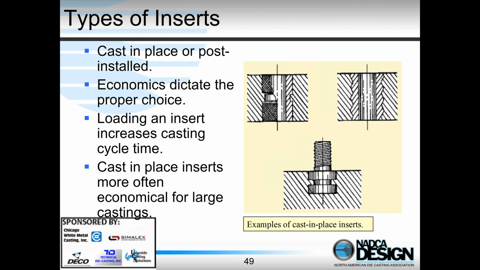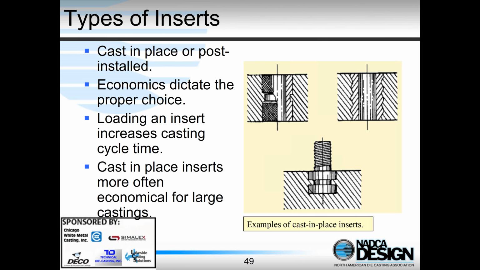So keep in mind that steel inserts can be cast in place into the die casting, and generally economics is going to drive whether or not you use inserts. Obviously, if you're going to cast around a steel insert with the molten metal, you've got to place that insert into the casting mold before each shot, so it's going to slow down the die casting process. So again, you've got to think of whether that's the best approach or not in terms of using cast inserts.